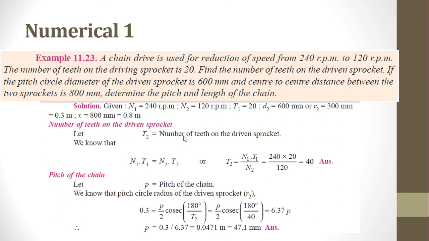सो विद द सिंपल रिलेशनशिप ऑफ N1 T1 is equal to N2 T2 we can easily find that T2. Now the pitch of the circle can be found by the simple relationship in which we have been given the diametral pitch. The diameter of the pitch circle that is 600 millimeter. उस रिलेशनशिप से हम यहाँ पर पिच निकाल लेंगे. दैट कम्स आउट टू बी 47.1 mm.